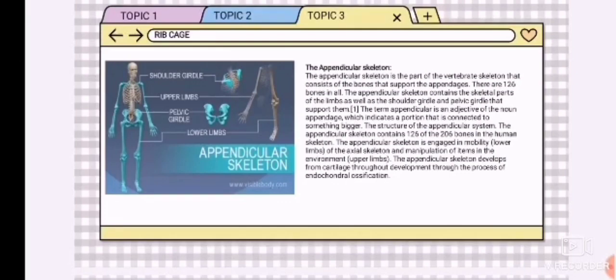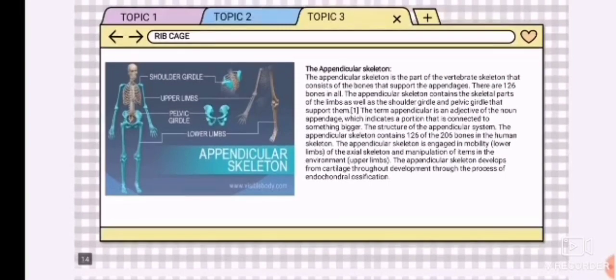The appendicular skeleton is a part of the vertebrate skeleton that consists of the bones that support the appendages. There are 126 bones in all. The appendicular skeleton contains the skeletal parts of the limbs as well as the shoulder girdle and pelvic girdle that support them.